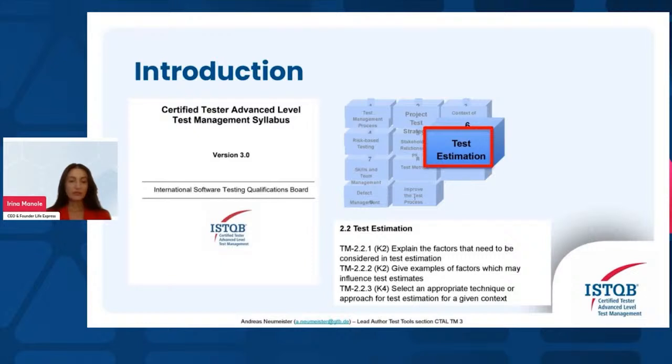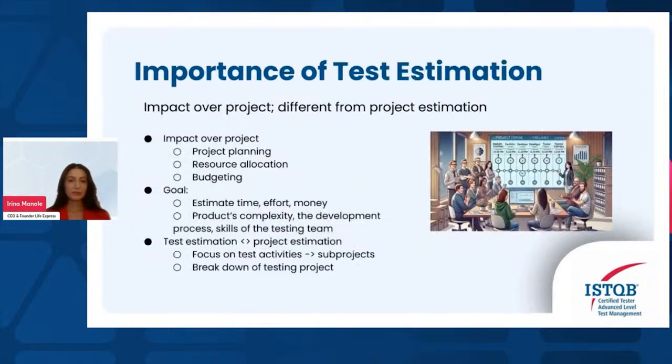The importance of test estimation. As a critical activity, it directly impacts project planning, resource allocation, and budgeting. Accurate estimates help set realistic expectations for stakeholders and ensure that testing efforts align with the overall project timeline and goals. The primary goal is to estimate how much time, effort, and money will be needed to complete the testing tasks, which involves considering various factors such as the product's complexity, the development processes, and the skills of the testing team.